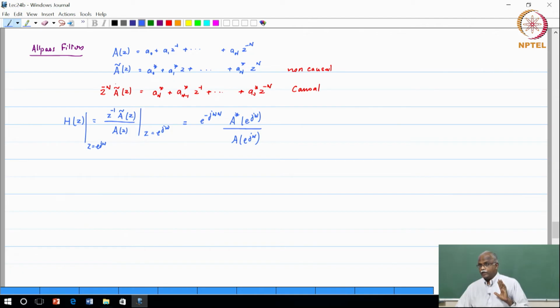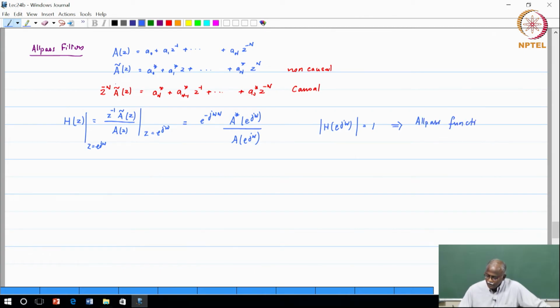So the reason we have gone through this A tilde business and the analytic extension is that we get a very compact expression and understanding of what the structure of an all pass filter is going to be, because now you can verify that the magnitude of H of e to the j omega equals 1, and this is the basic property of all pass functions.